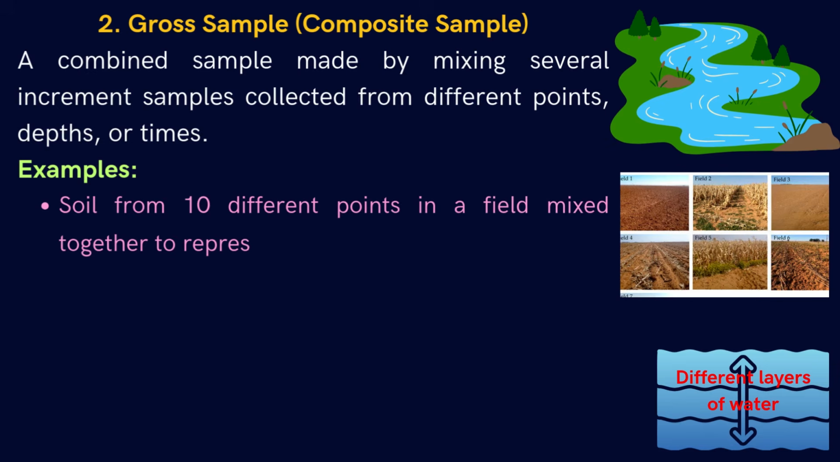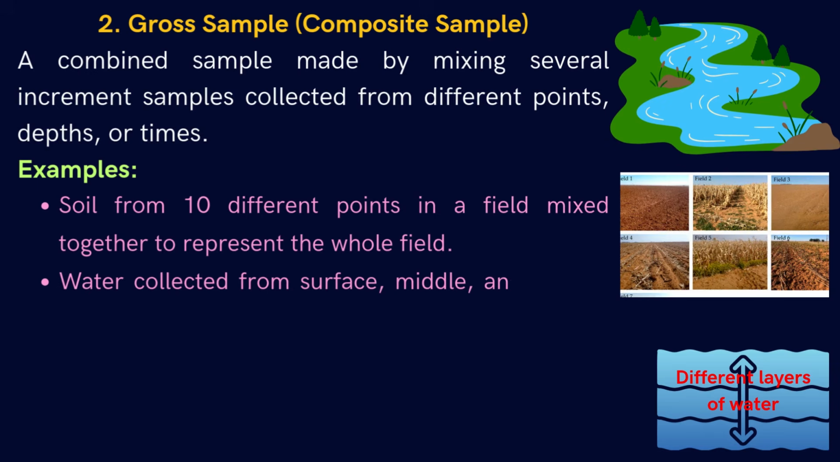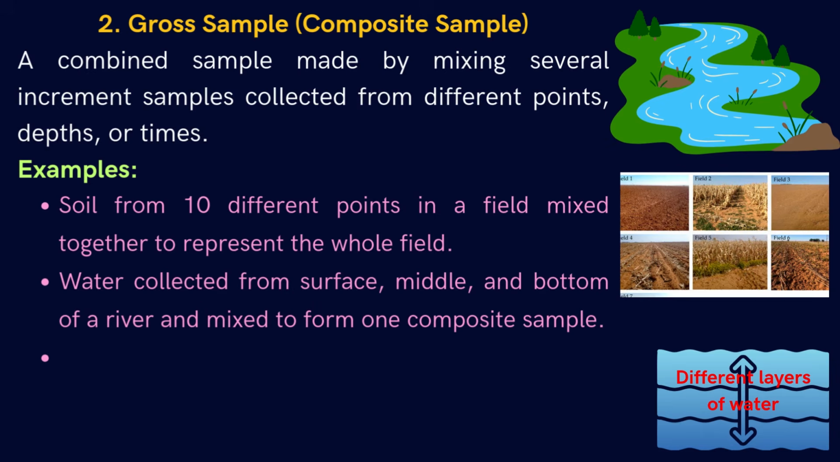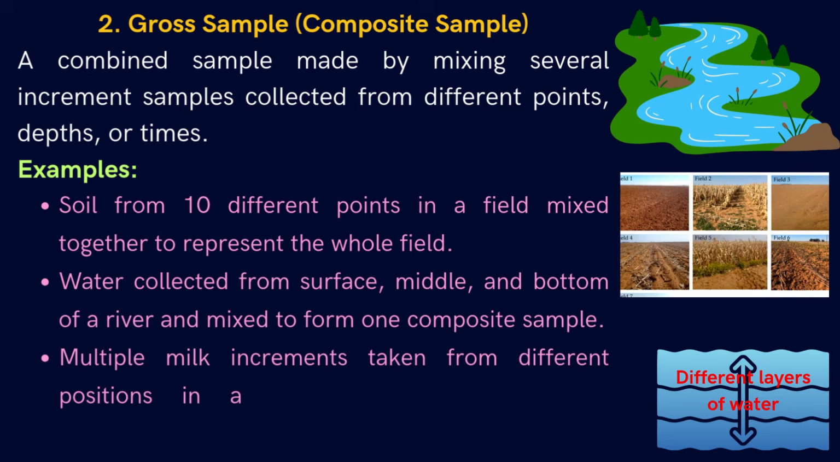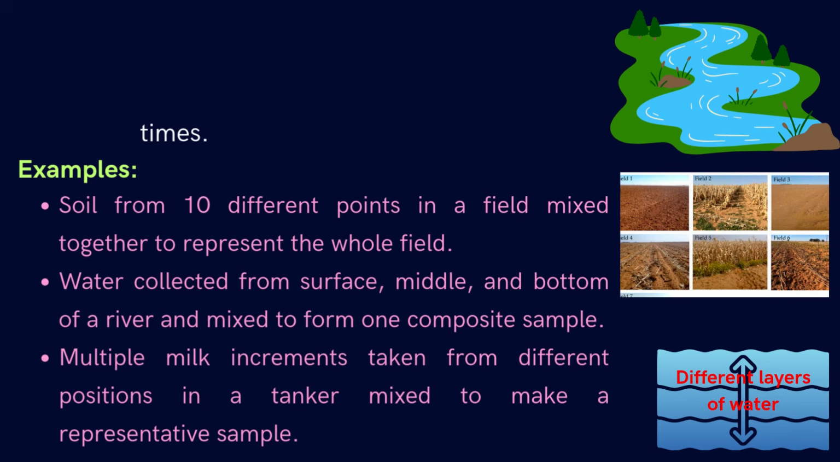Examples: soil from 10 different points in a field mixed together to represent the whole field. Water collected from surface, middle, and bottom of a river and mixed to form one composite sample. Multiple milk increments taken from different positions in a tanker mixed to make a representative sample.